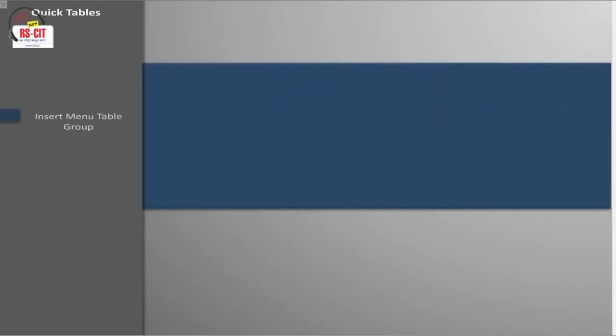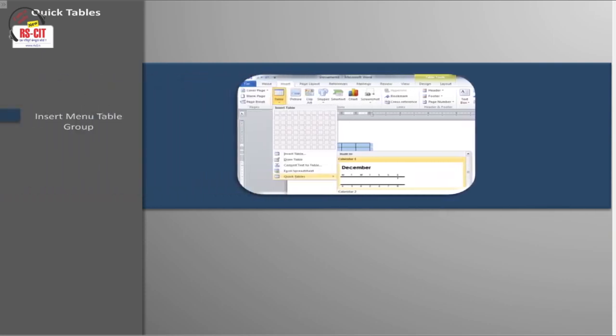Quick tables are tables that are stored in galleries as building blocks. You can access and reuse quick tables at any time. If you frequently use a table with specific formatting, you can save a copy of the table in the Quick Tables gallery so that you don't need to recreate the table each time that you want to use it.